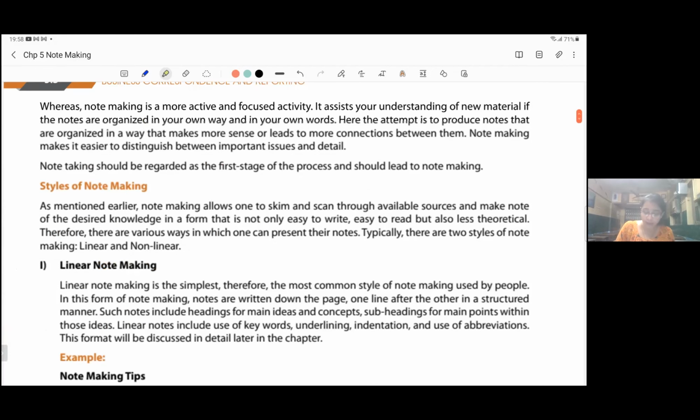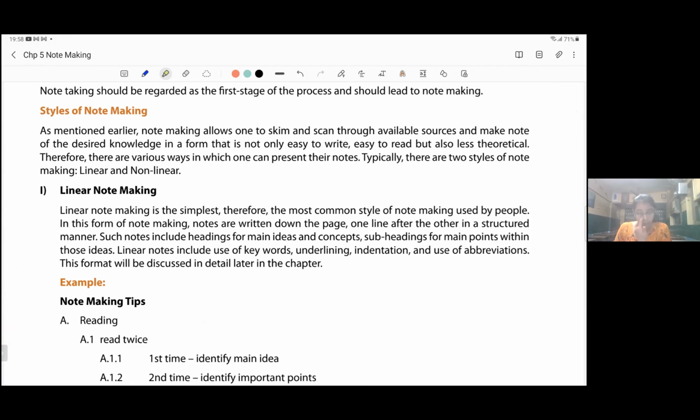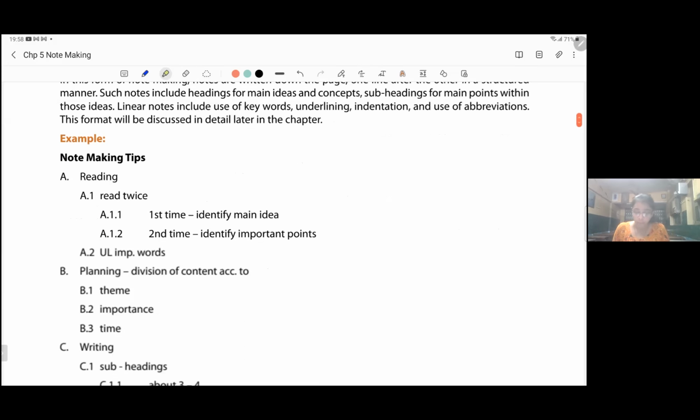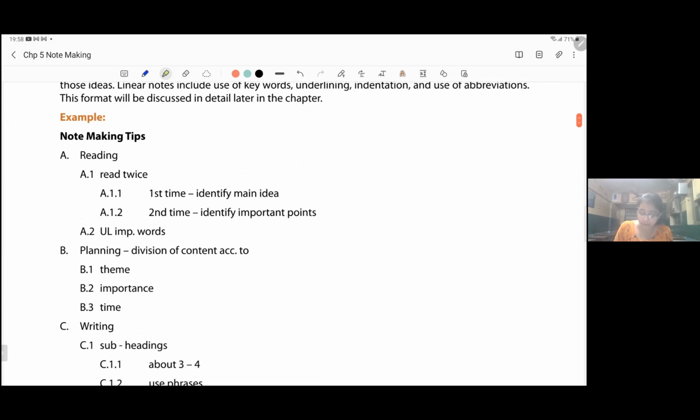Styles of note making. Linear note making. Look at the example here. Note making tips. Now you can see this is the heading, this is the subheading, and this is the sub point. Then this is the subheading again.